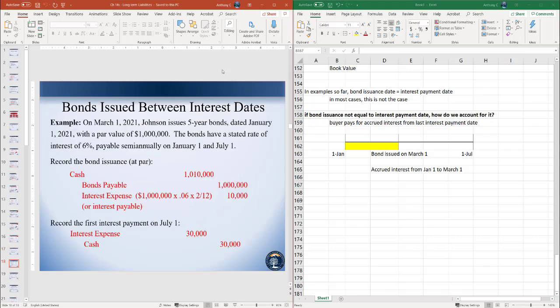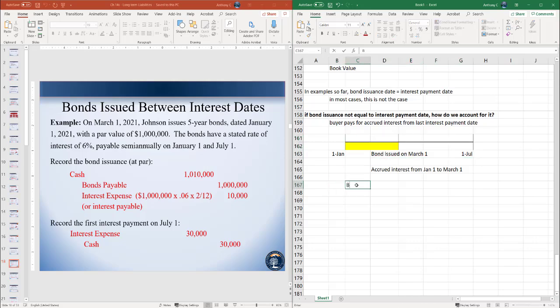All right, so to see how this works, let's say on March 1st, 2021, Johnson issues 5-year bonds dated January 1st, 2021 with a par value of $1 million. The bonds have a stated rate of 6% interest payable semi-annually on January 1st and July 1st. Okay, so in fact, this timeline matches up with our example on the slide very well.